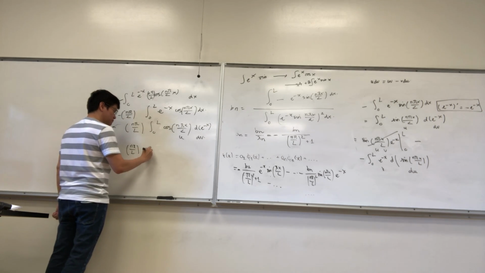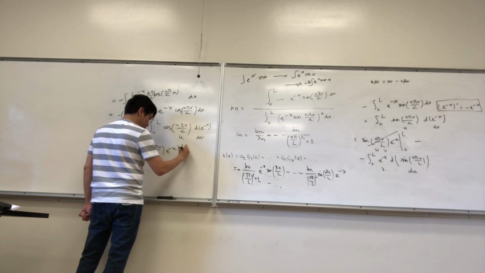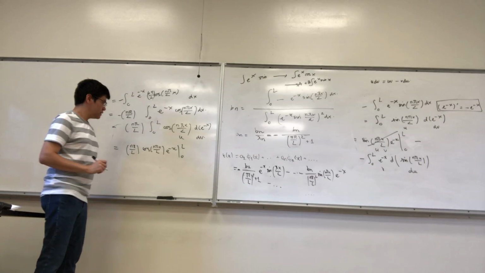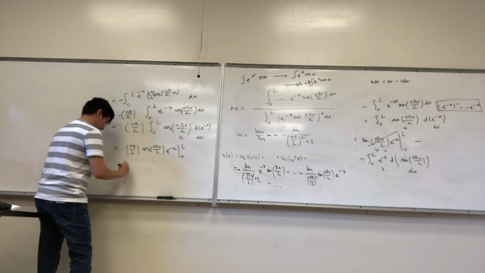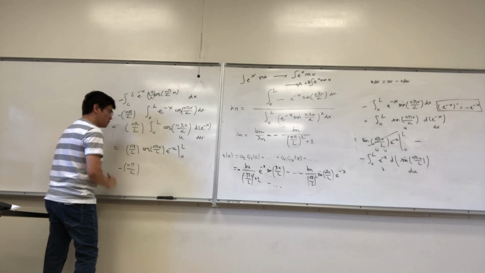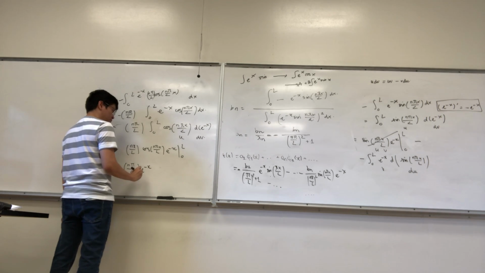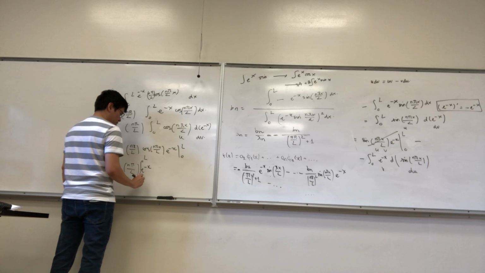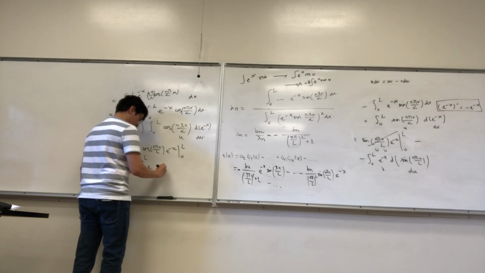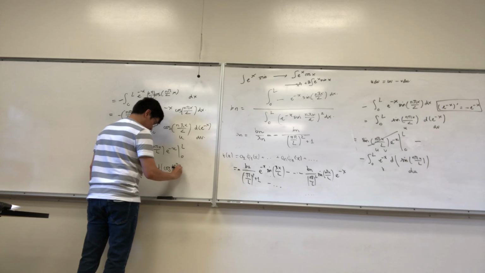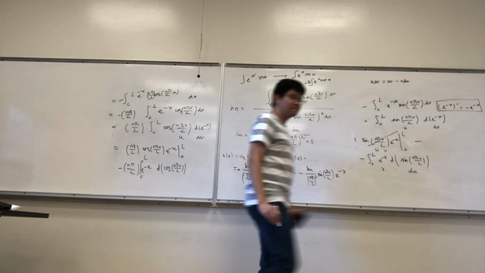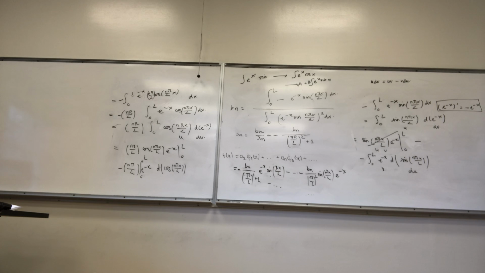So I have cosine of n pi x over L, e to the power minus x, dx from 0 to L. Alright? And then I have minus the other term, n pi over L, e to the power minus x, integral from 0 to L, d of cosine of n pi x over L. Alright? So this is the kind of thing you're going to meet again and again if you want to solve boundary value problems using this method, right?